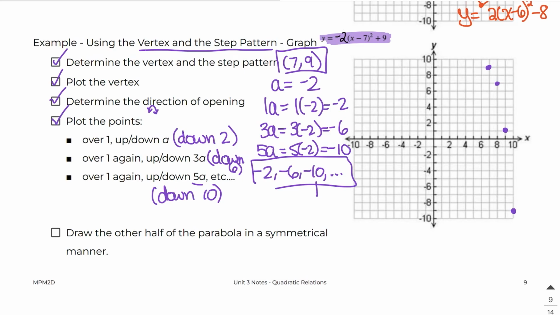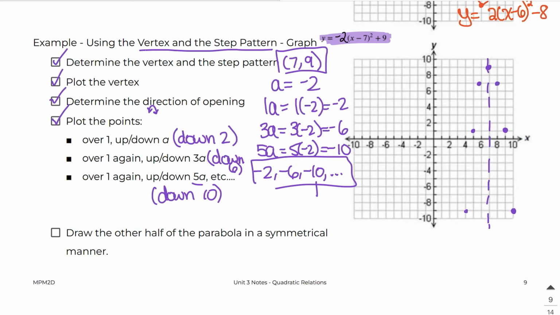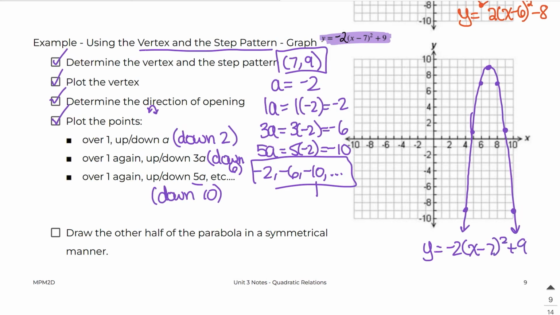Then it says draw the other half of the parabola in a symmetrical manner. So we know that this right here is my axis of symmetry. So that means that this is going to reflect over on this side. This is going to be 2 away from the axis of symmetry. This is going to be 3 away from the axis of symmetry. So as you can see here, everything here is symmetrical. Connect your dots with a nice even curve. And this is the graph of this parabola.